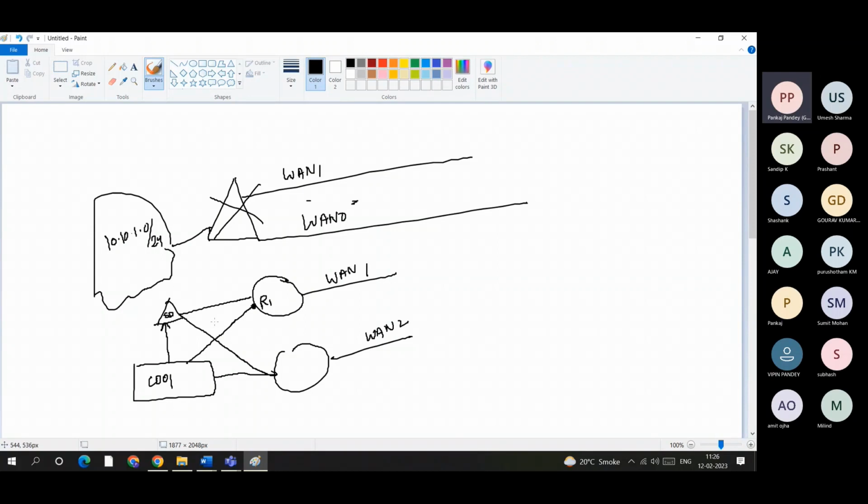What I'm doing, I have configured BGP here, or any other routing protocol you can manipulate, but I will tell you one of the options. BGP. This BGP has higher preference.